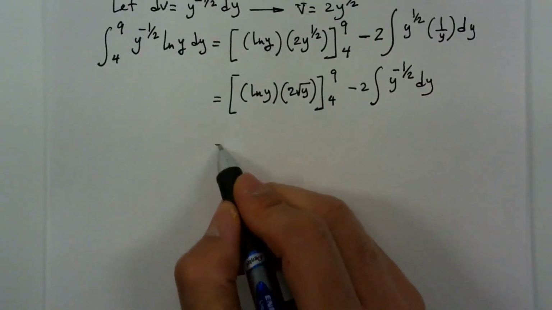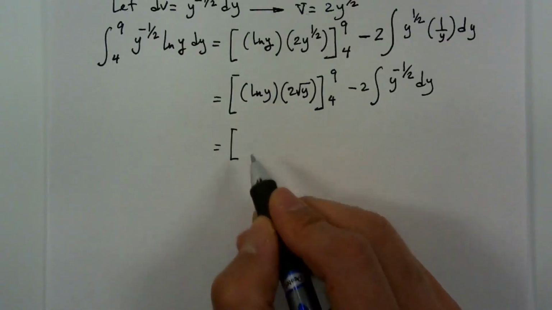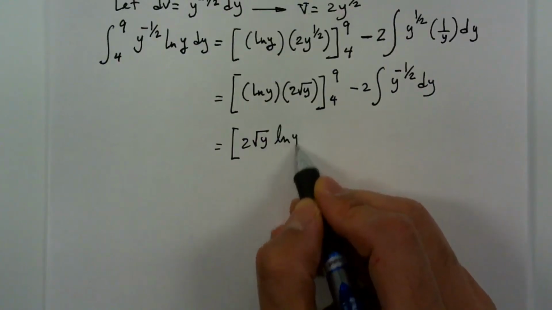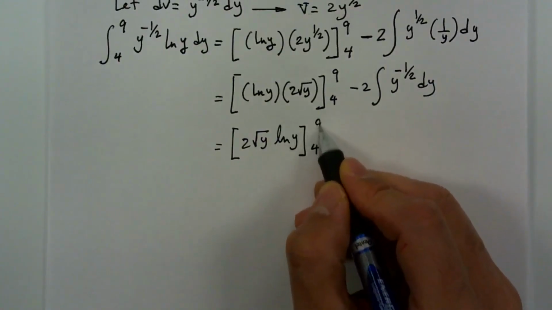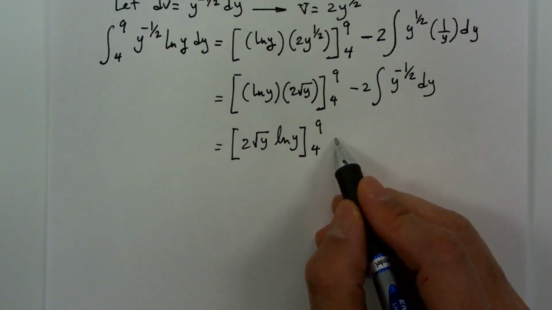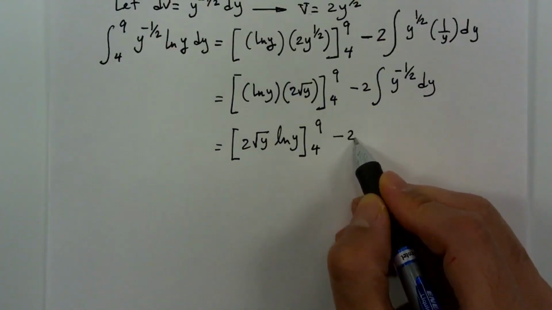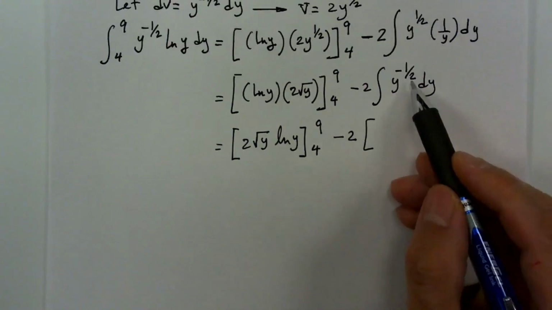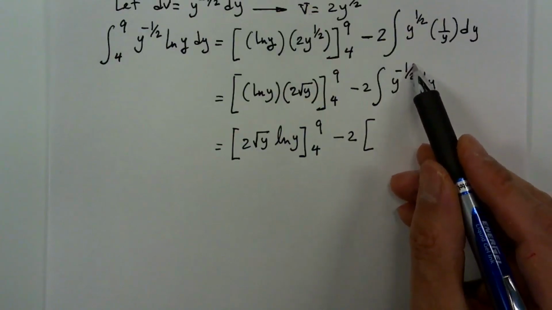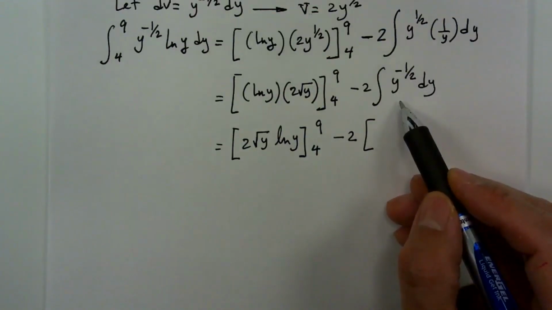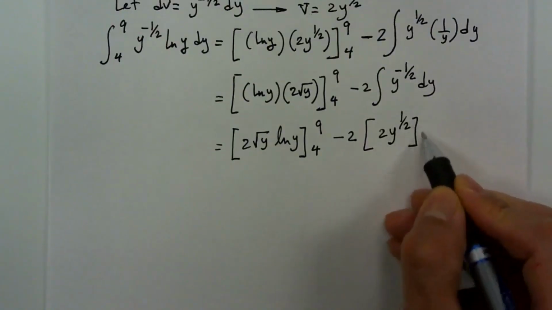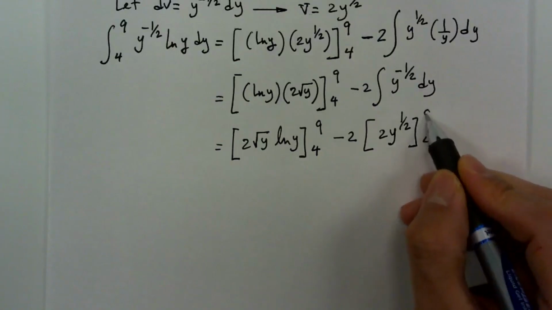Okay. So next step, we have now 2 square root of y times natural log of y, going from 4 to 9. Now let's integrate this. What do we get? We get minus 2, and then add 1 to this, divide the whole thing by the new power. So we get positive 1/2 divided by 1/2, that's 2. So we have 2y to the positive 1/2 power going from 4 to 9.